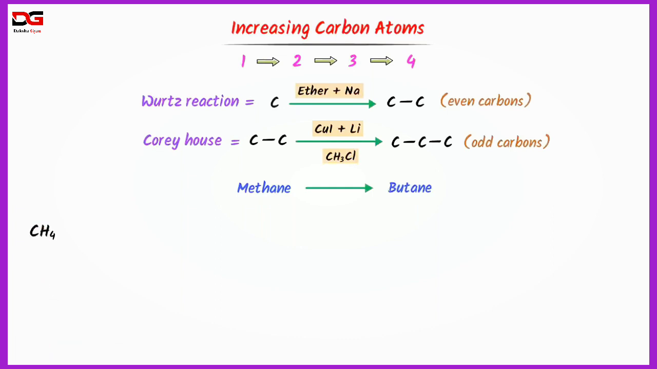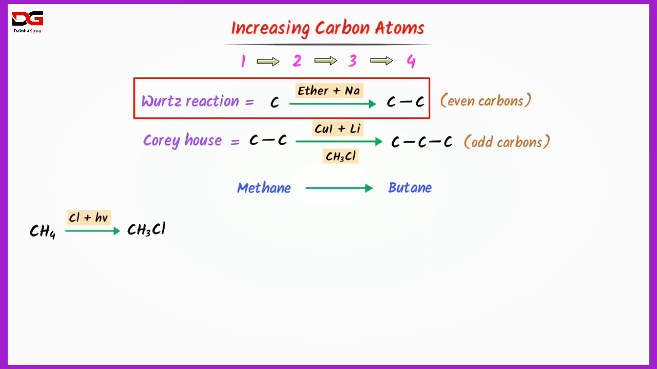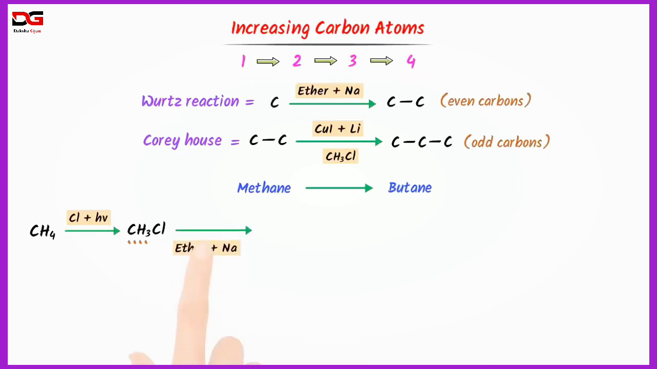We know that CH4 is less reactive. Firstly, we have to activate it. In order to activate it, we always add chlorine and UV light to it. We get alkyl halide. Now according to Wurtz reaction, we can convert this CH3 to 2 carbons. Hence I add sodium plus ether to it. I get ethane. Now this ethane is also very less reactive.